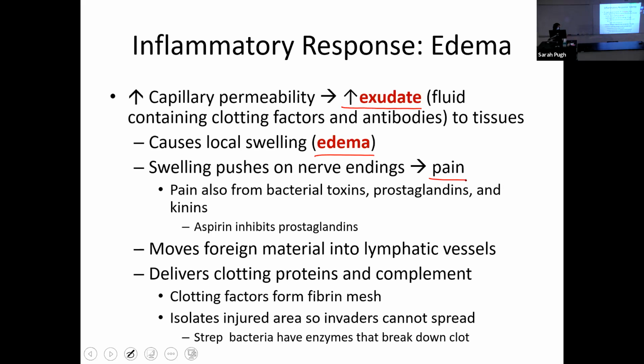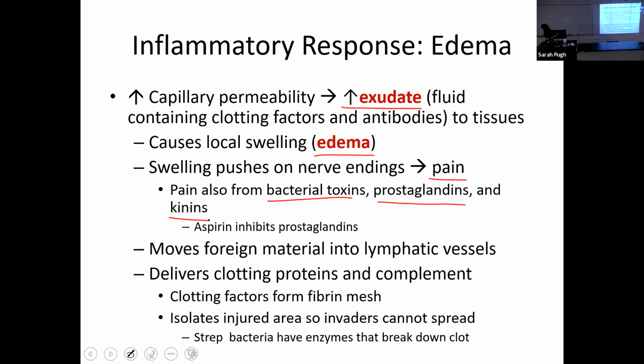You're also going to get some pain from bacterial toxins, prostaglandins, and kinins. Now, if you take any kind of medication that is a pain inhibitor, like aspirin, for example, aspirin inhibits prostaglandins. This is why it is effective at pain relief, because prostaglandins cause that pain. So any kind of medication that's inhibiting any of those chemicals helps with pain relief.